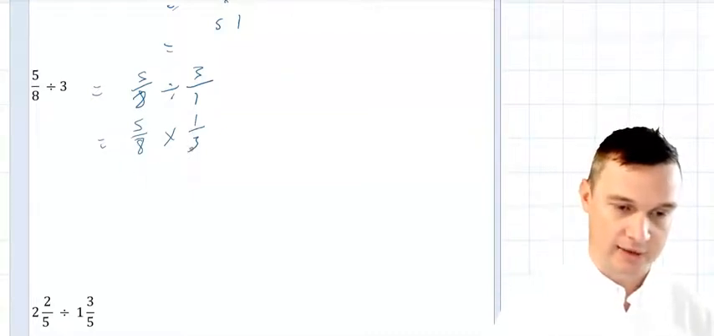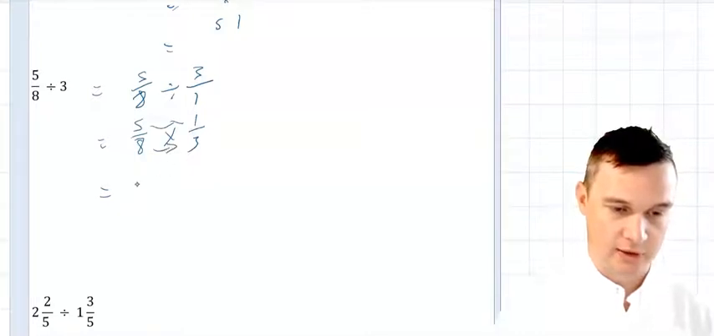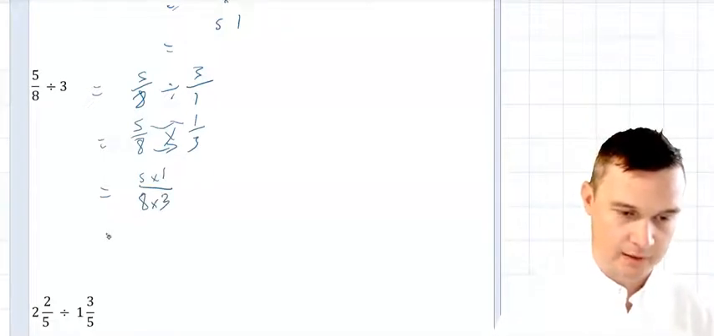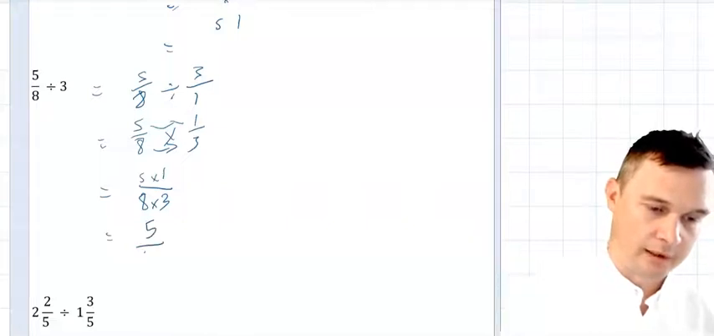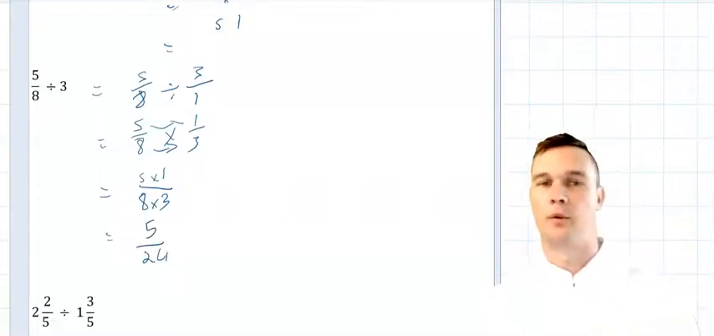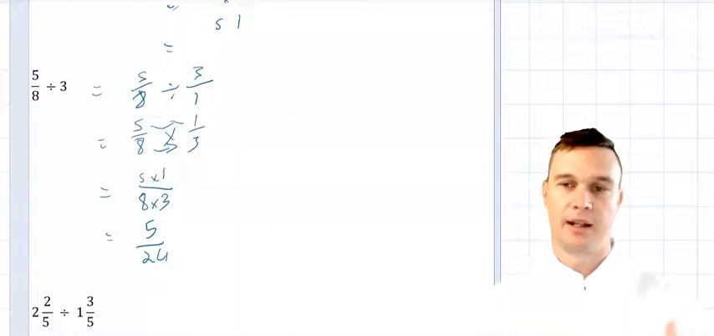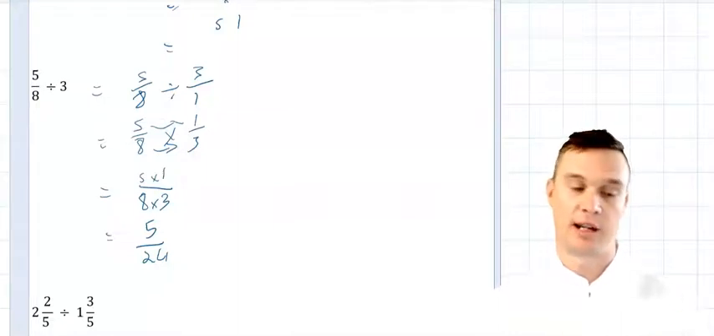Okay, I can't cancel in any direction. So I'm going to go numerators times the denominators together. And then I have 5 times 1 over 8 times 3, which gives us 5 over 24. Okay, sorry for the poor writing there. 5 over 24. Okay, so again, keep, change, flip. Change any whole number you change to a fraction.